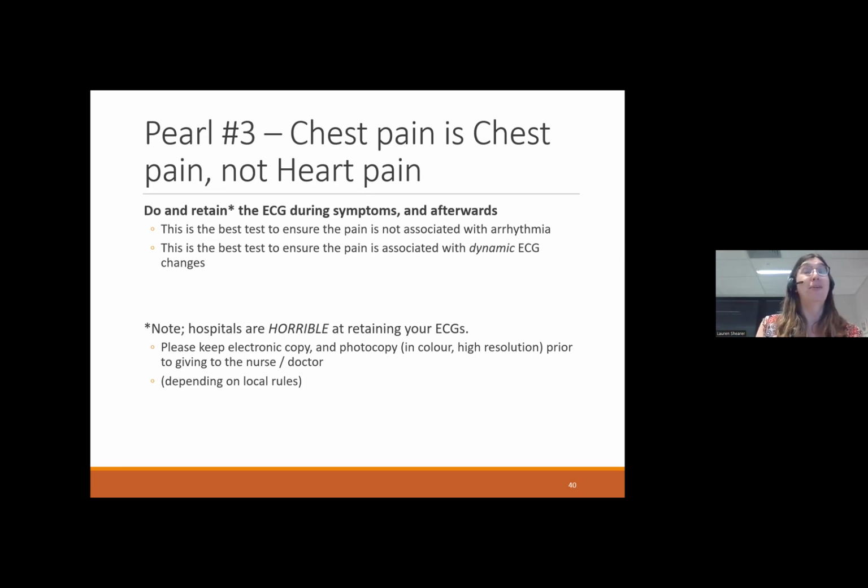I also want to acknowledge hospitals are horrible at retaining your ECG, so please, please, please keep an electronic copy and a photocopy, preferably a high resolution setting in colour, prior to giving it to the nurse or doctor if you can. Of course, that depends on your local rules and privacy legislation, so please review that with your supervisors. So those are my three main cardiac pearls. These are the things that I want everyone really to know and think about when they think about children having congenital heart disease.